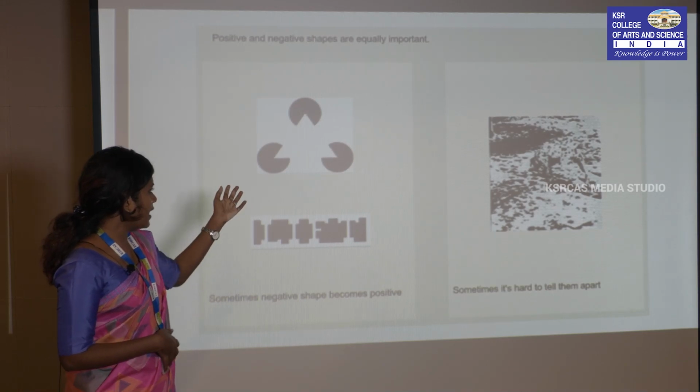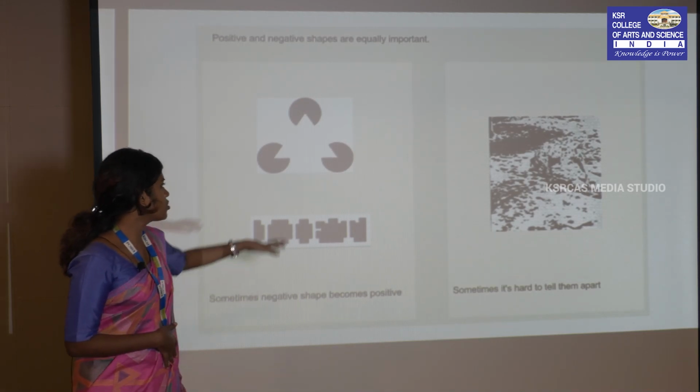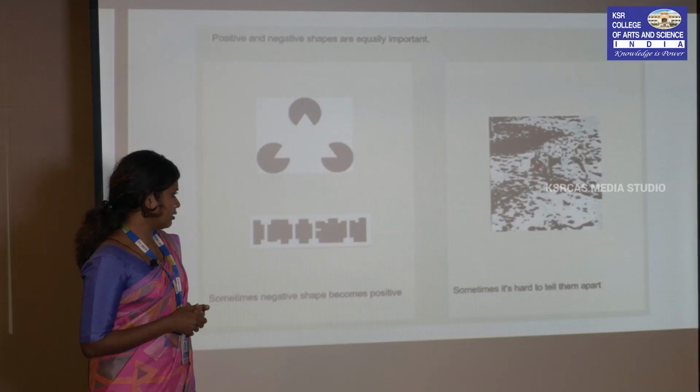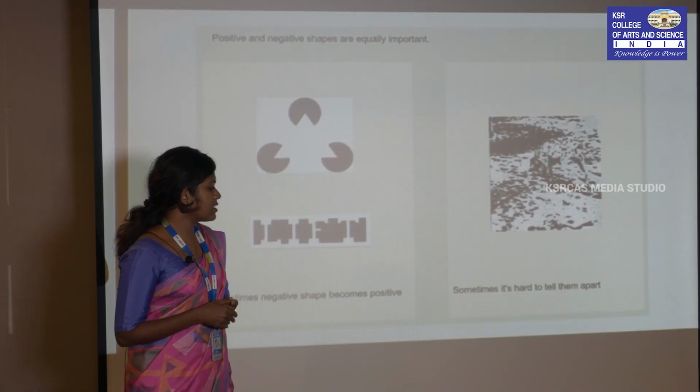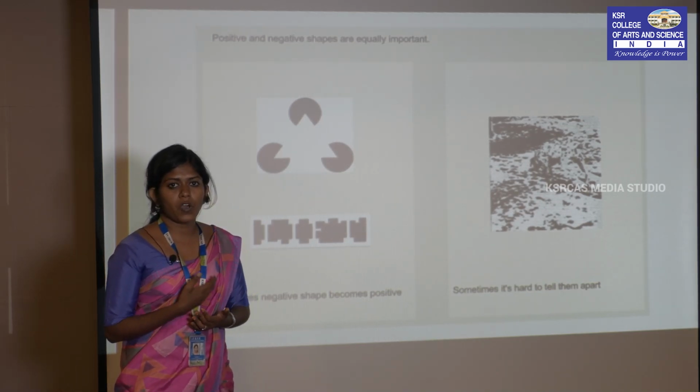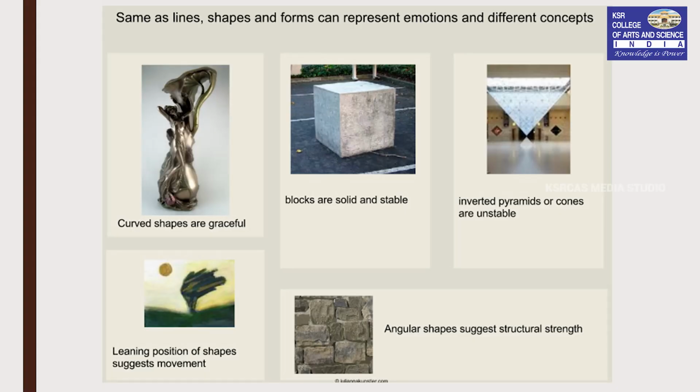Here, when we try to analyze this image, you can see that this portion is a utilization of positive space, but at the same time the negative space is creatively used to create an illustration of a triangle. And in the other image, you can see that sometimes it's hard to tell them apart. You cannot differentiate between positive and negative space.